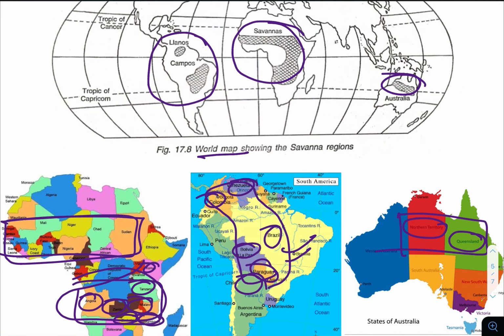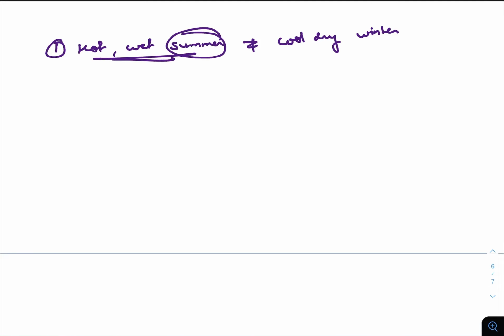Now we are talking about the climatic condition. The climatic condition here, the first one, very important, is about hot wet summer and cool dry winter. First point you have to remember is that the summer is hot and wet, and the winter is cool and dry.